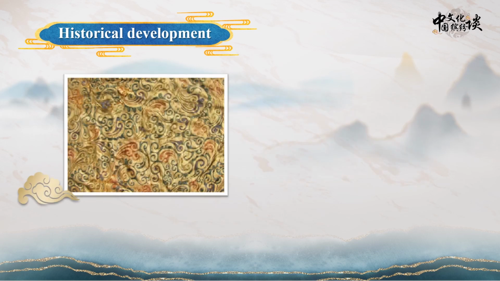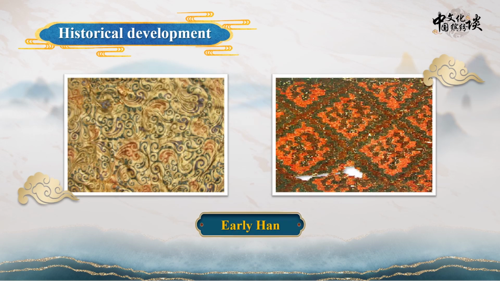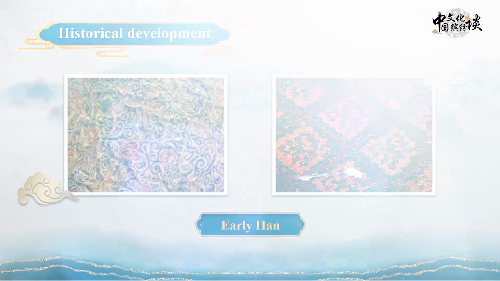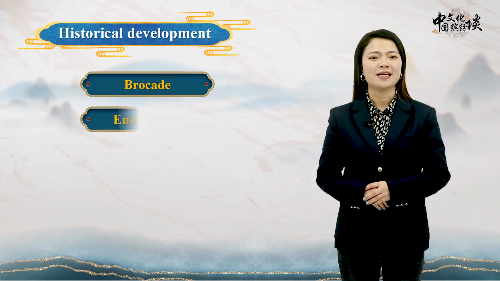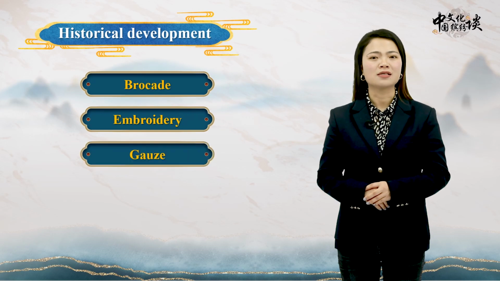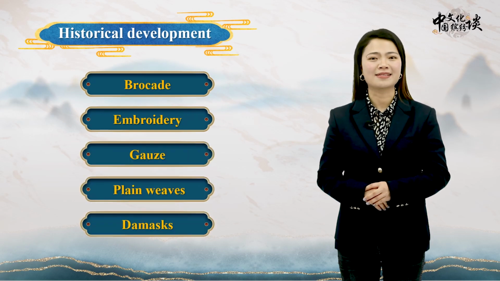Early Han textiles recovered from Ma Wangdui show the further development of the weaving traditions already present at Mashan in the late Zhou, including brocade and embroidery, gauze, plain weaves, and damasks.